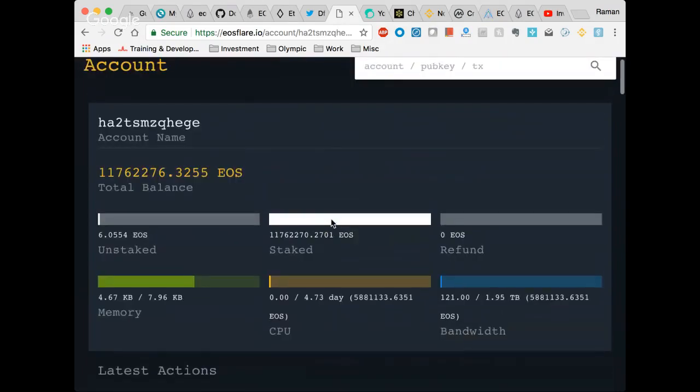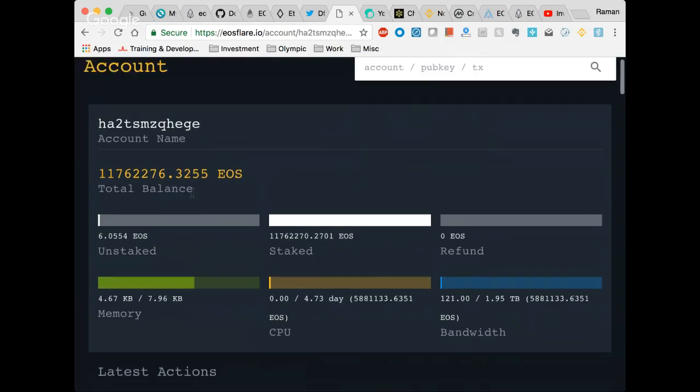Now, the future of EOS is that every time an app has to use the network and the CPU, they will have to stake a proportional number of EOS. As more and more EOS is locked, that defines the value of EOS, because less and less will be available for trading, and more DApps will come up, and they will need these tokens to stake or to buy memory.